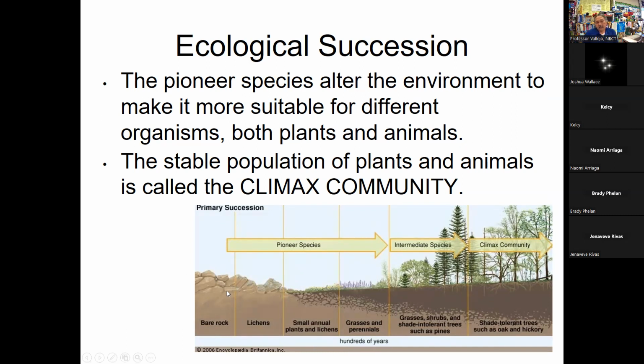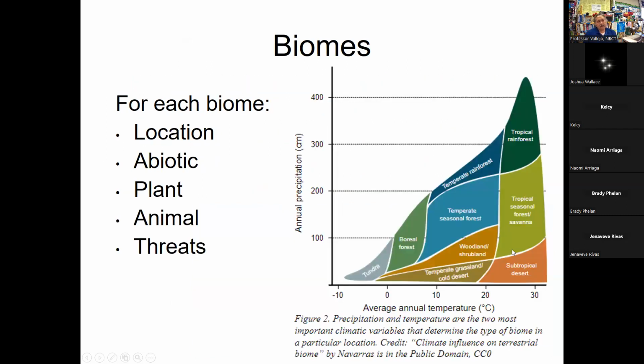And as the environments start to change and have a different mix of flora and fauna, we call that ecological succession or primary succession. So that's what you see here. And then the trees that you would expect to have in that type of environment, that's called the climax community. So for each of the biomes today, what we're going to do is take a look at the location, the non-living characteristics or the abiotic characteristics. Then we'll take a look at the larger biotic characteristics. That includes plants and animals.